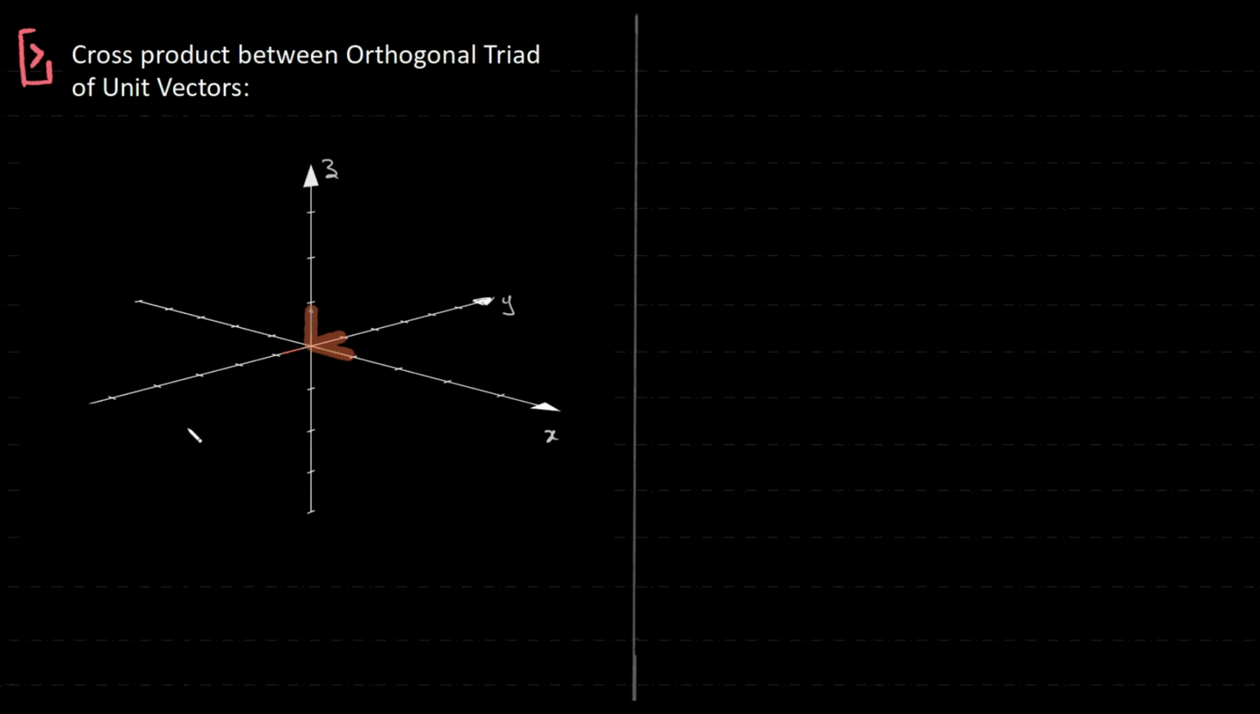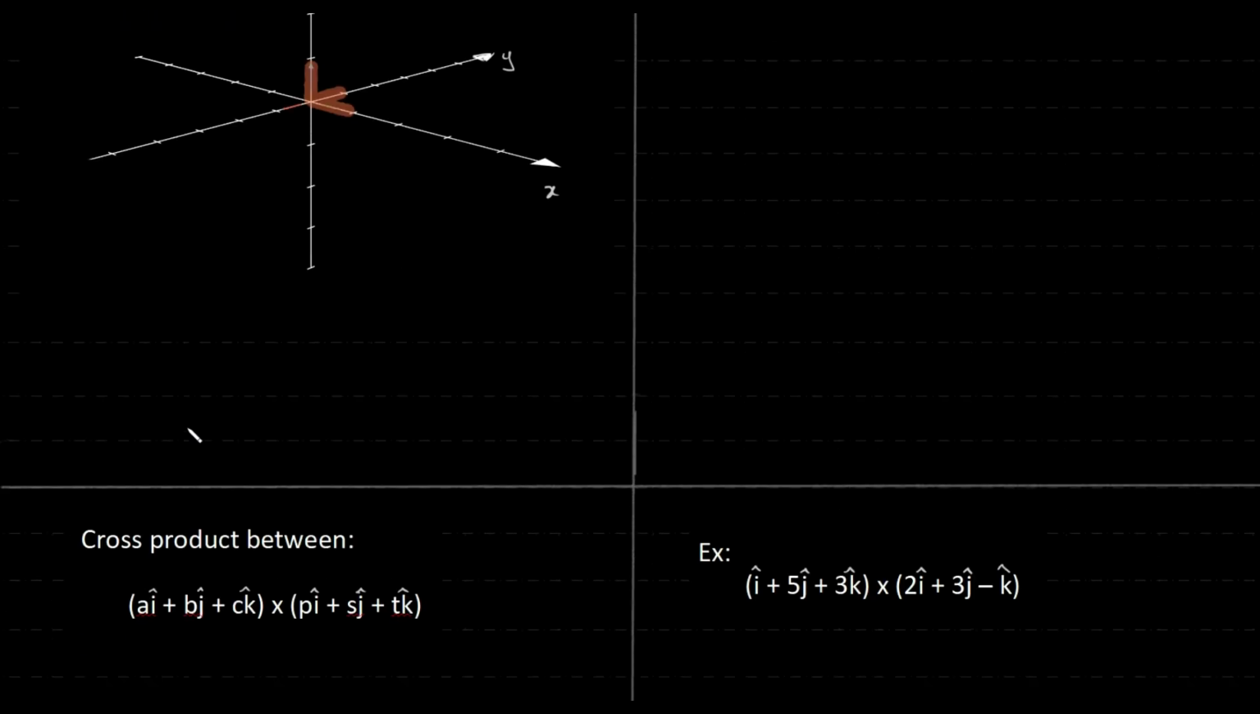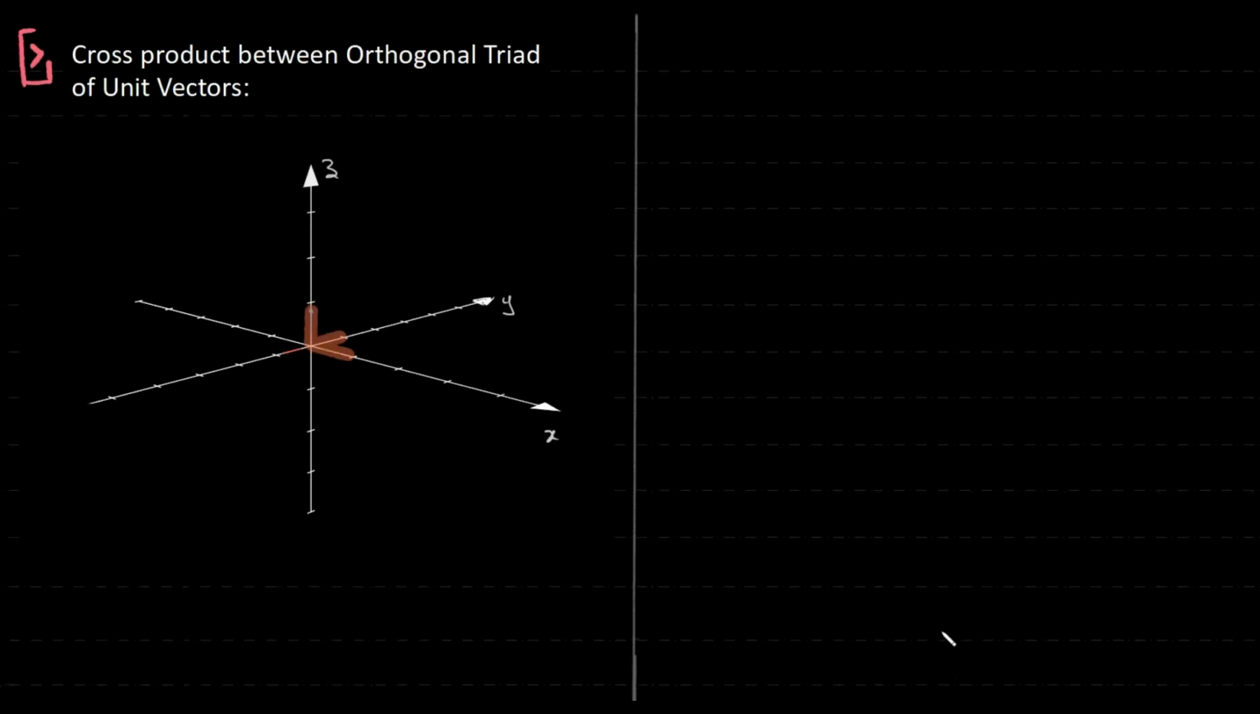When it comes to taking the cross product between two vectors in their component form, that is, making use of the orthogonal trait of unit vectors, we need to know the following result. So this is the x, y, and z axis. Along the x axis we have our i cap, this is j cap and k cap.